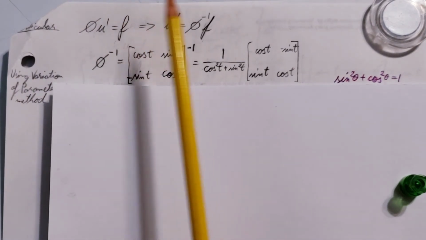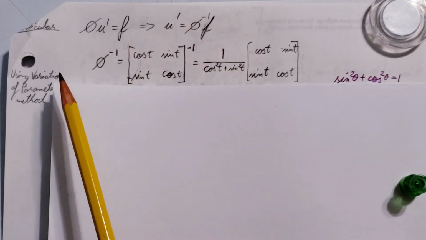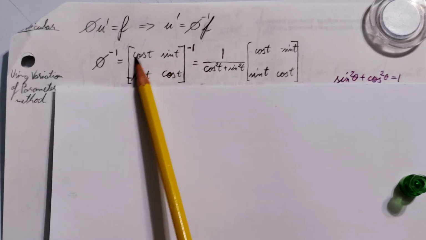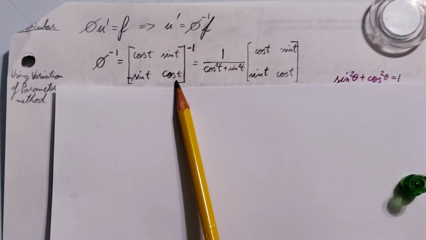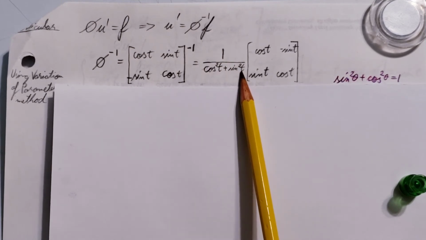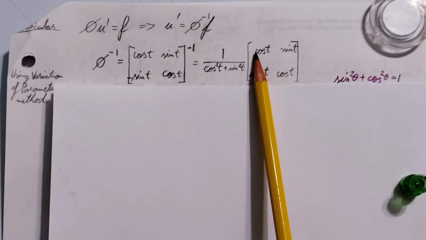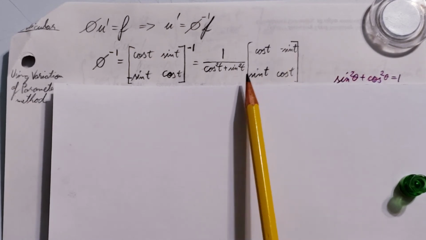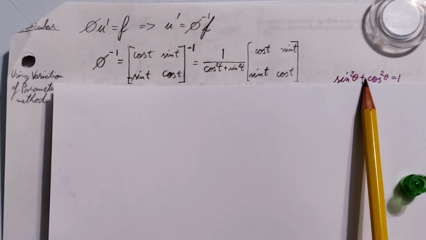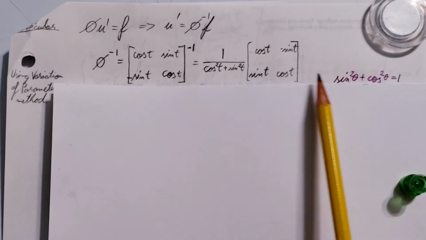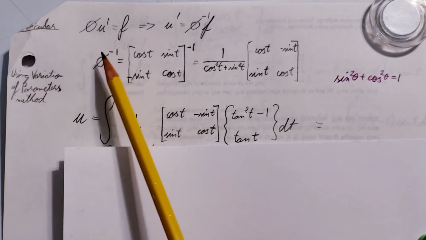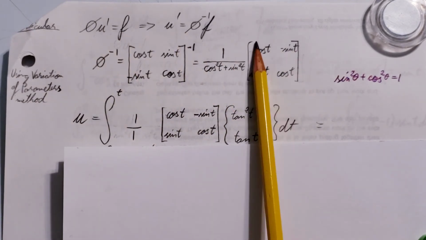So, the inverse of phi, we know it, we found it. So here it is, we need its inverse. This is a 2 by 2, so it's fairly easy to find its inverse. That will be 1 over cosine squared t plus sine squared t, and in the matrix, cosine t, negative sine t, cosine t. Okay, now here's this formula, we remember it from trigonometry. Therefore, this will simply turn into a 1. And the inverse of phi will be simply just this matrix right here.